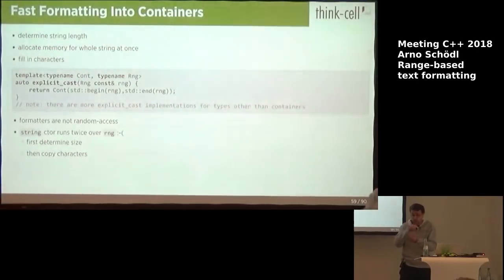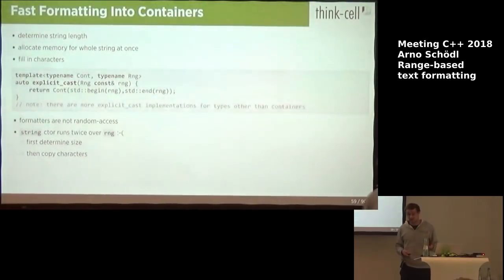You would also have to be able to jump to any particular character inside the range. You don't want to write that stuff. So in practice, these things are not going to be random access. Now, this has the effect that the string constructor will run twice over that range. It will first run over it to determine its length, then allocate the memory, and then run again to actually fill itself with the content of the range. That's the default behavior of the standard library.